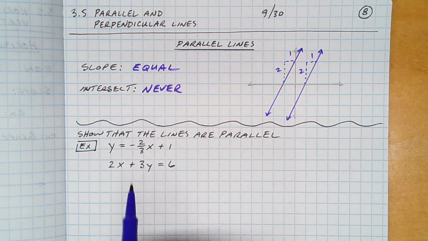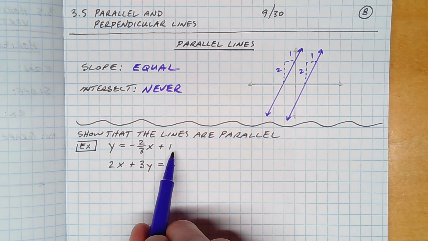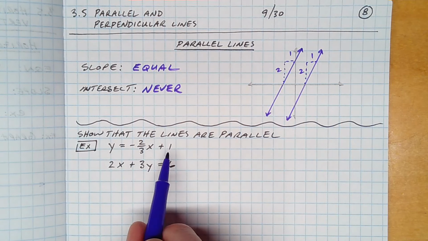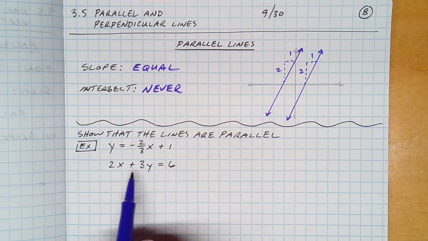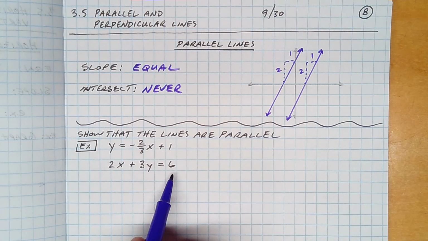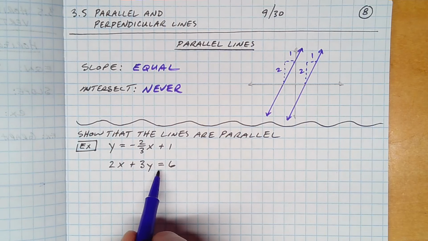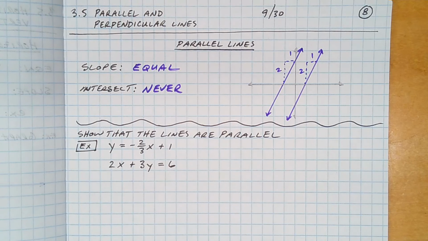For these examples, we're going to show that the lines are parallel. For this first one, I have y equals negative 2/3 x plus 1, and that is in slope-intercept form. And I also have 2x plus 3y equals 6, and that is in standard form. If I could rewrite this in slope-intercept form and show that the slope is negative 2/3, then I know that the lines are parallel.